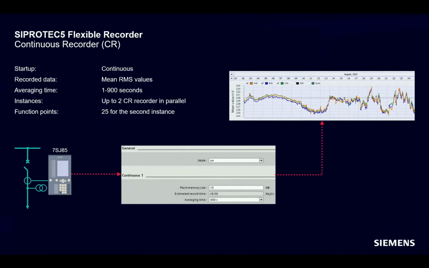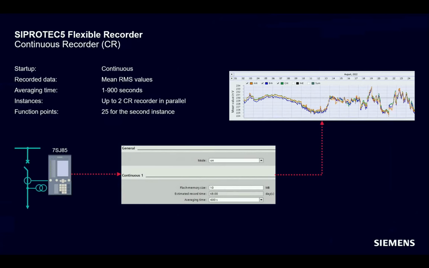Now we are coming to the continuous recorder function. We can remember from the introduction of the PQD format that the continuous recorder functionality stores average values into such a PQD container for transfer into an archive database. The CR measures and calculates average values based on the configured averaging time. A very typical averaging time is 600 seconds. That means 10-minute values are sufficient for long-term time series of days, weeks, or months.